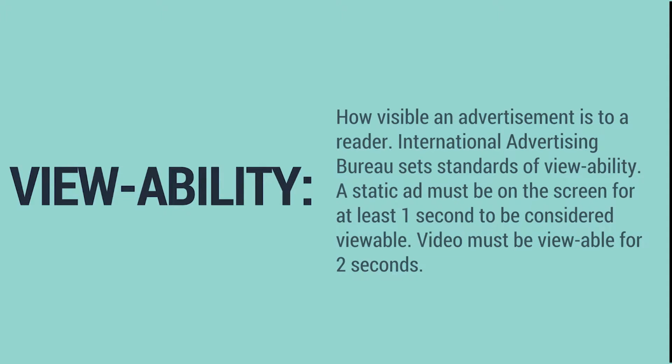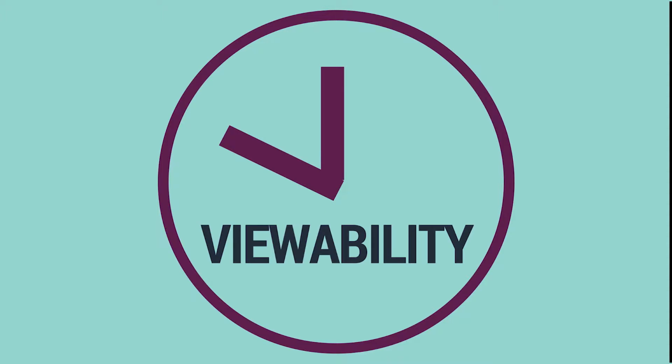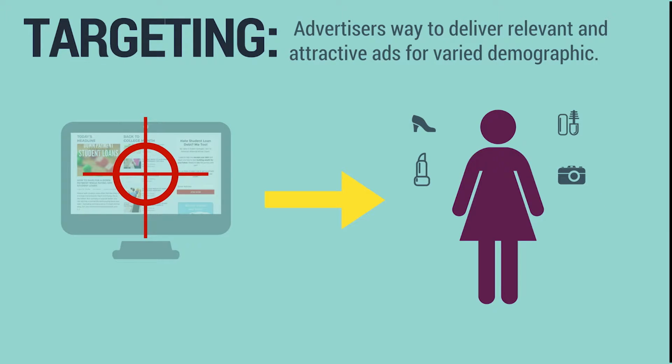Viewability. Just like it sounds, it's the ability readers have to view an ad, or how visible an ad is. To be considered viewable, it has to stay on the screen for at least 1 second. That's about this long. Video must be viewed for 2 seconds. This metric is super valuable for advertisers. Targeting, the way advertisers serve relevant ads that you or your readers might be interested in.